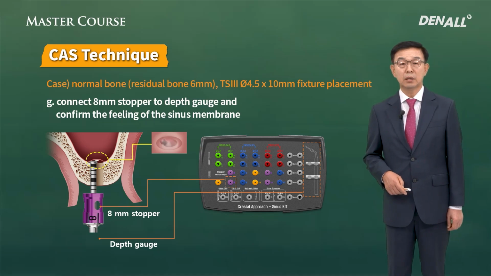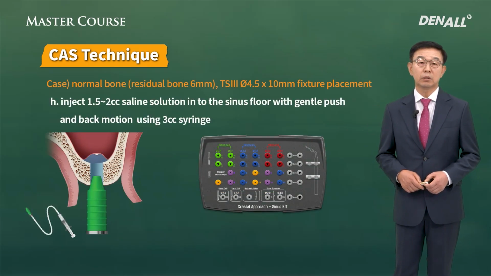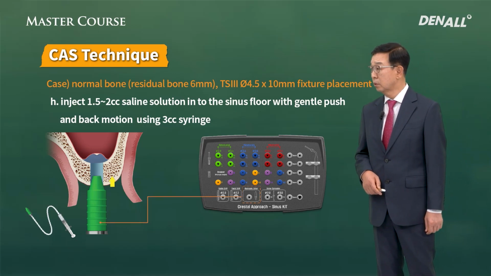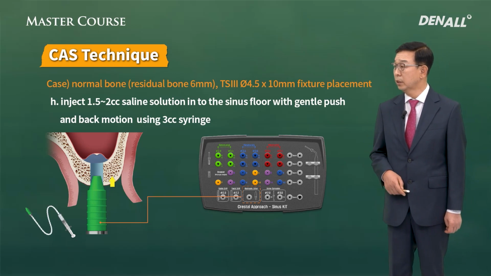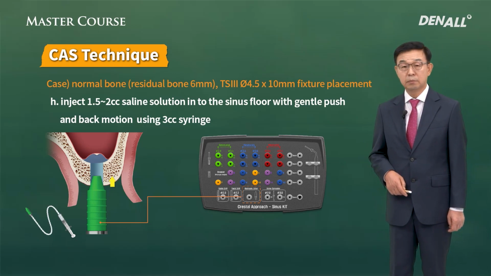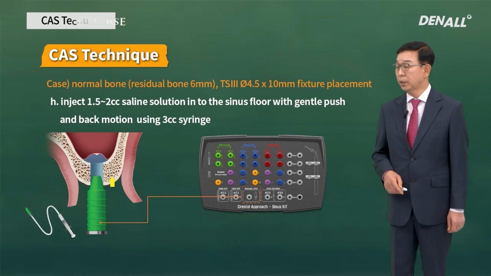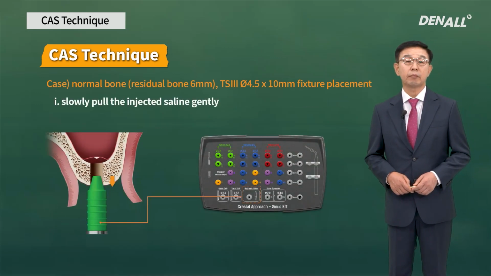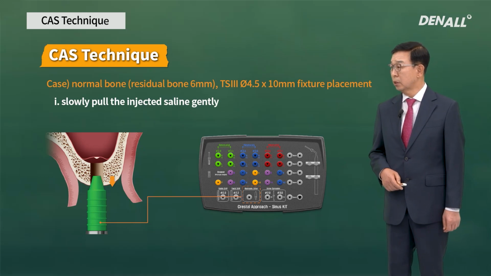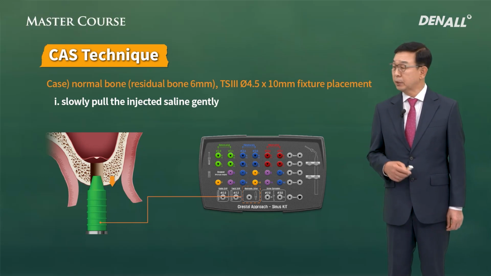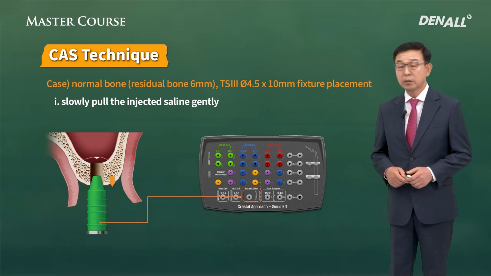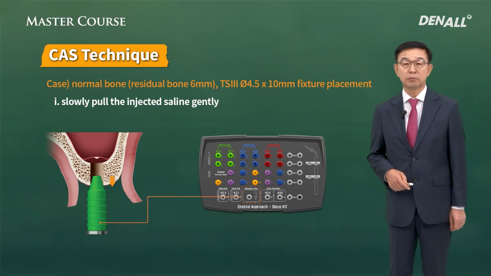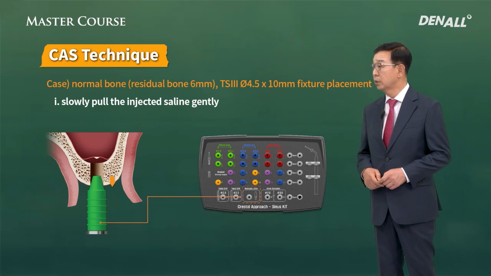Check whether the sinus floor has been penetrated, and after that you can do the hydro lift. 3cc syringe is used for hydro lift. Put the saline water and push in and pull out the saline water as you do hydro lift. Push and then withdraw in turn as you do hydro lift. If you push too much all of a sudden, the membrane can be perforated, so you need to gradually increase the amount as you do the hydrolift.